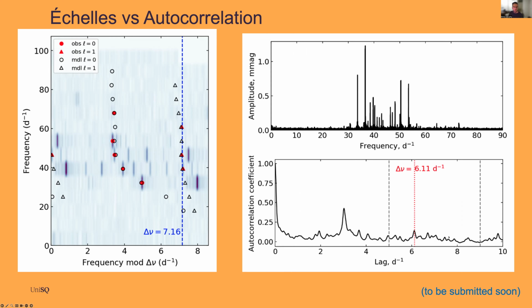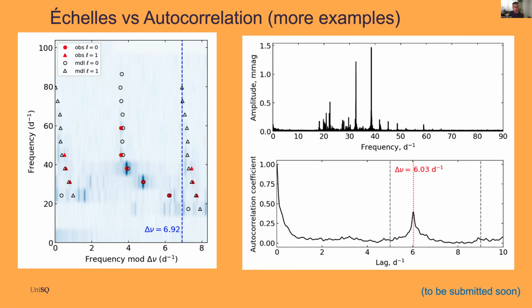Could we choose a different peak? Well, yes, but the next best peak is also not the correct one. And if we go into this range, then what we measure is half of delta nu and not the true delta nu. So really, echelles do better than autocorrelation. Please don't think that I have cherry-picked this example. I could present these for days.